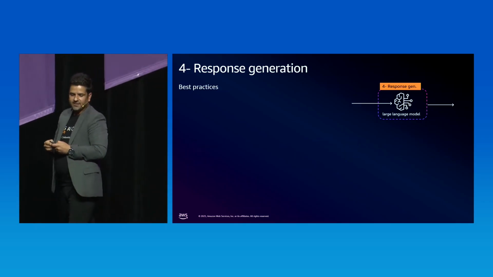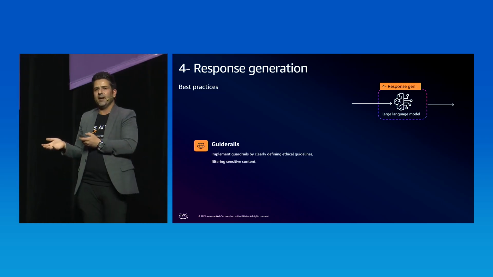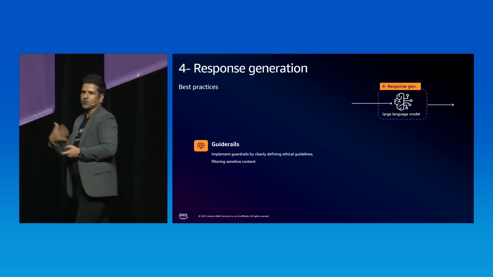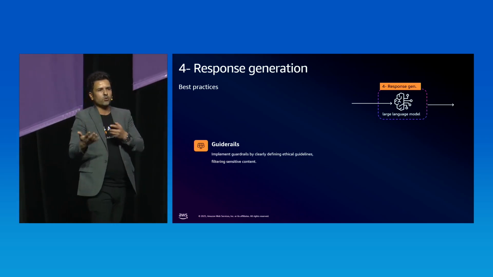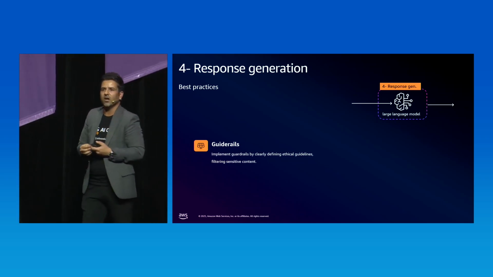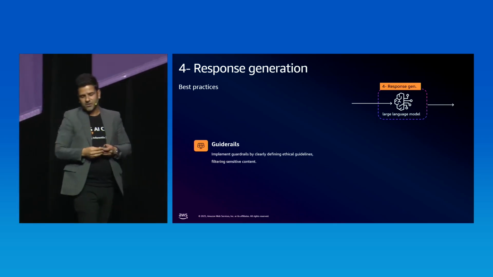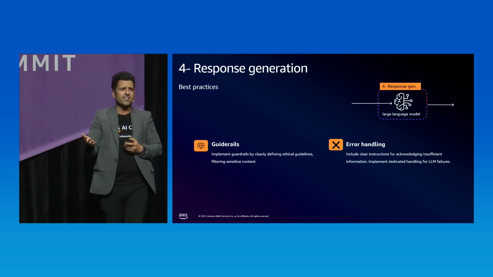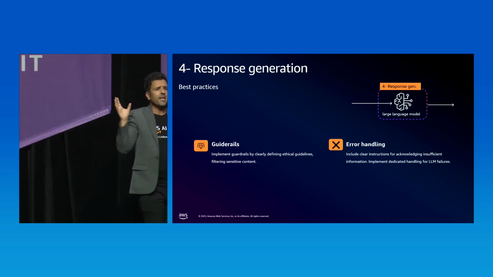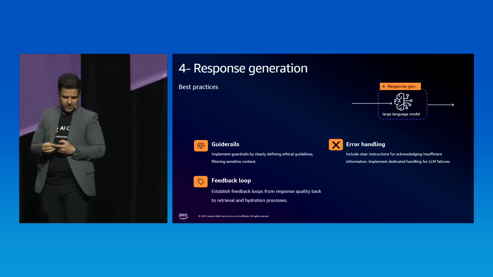So in terms of best practices, implement guardrails, especially for the output, and in AWS you have Amazon Bedrock Guardrails that you can leverage to implement that, so that you can do all the filtering and management that you need before generating the final response. Also, error handling is another key thing. If the LLM doesn't have enough information to generate the response, it should acknowledge that. It shouldn't just hallucinate and generate some irrelevant information.